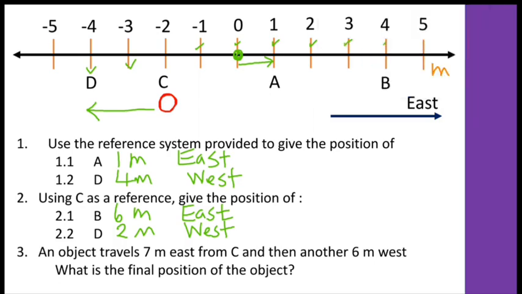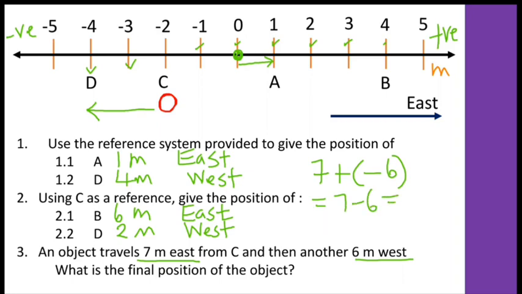All right. So we move 7 meters east and then 6 meters west. Now remember, moving in the east is the positive direction and moving west is the negative direction. So 7 meters east is the same as a positive 7 plus 6 meters west is the same as a negative 6. What's 7 plus negative 6? This is the same as 7 minus 6. This is a positive 1. So the final position of this object is simply moving 1 unit forward. So this would be 1 meter east.